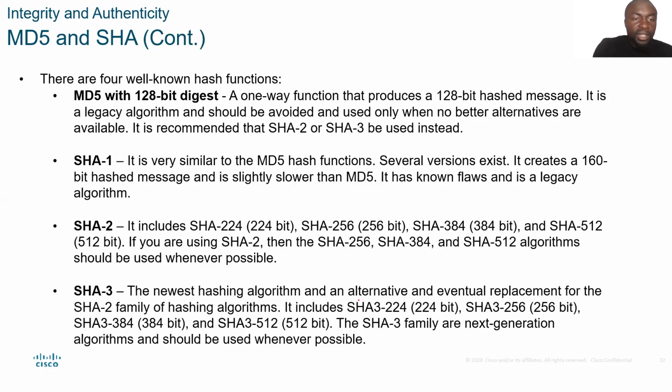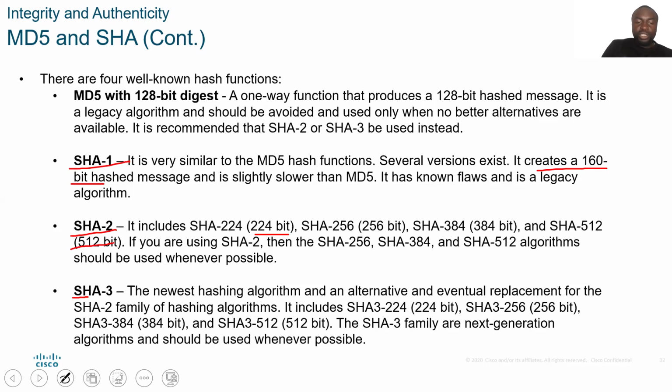So we have SHA-1, 2, and 3. What is the difference between all of them? It is the size. You see this one creates a 160-bit hash value. Then SHA-2 creates between 224 and 512 bits.